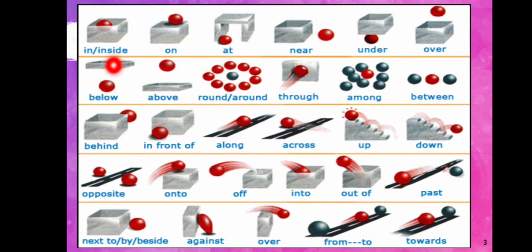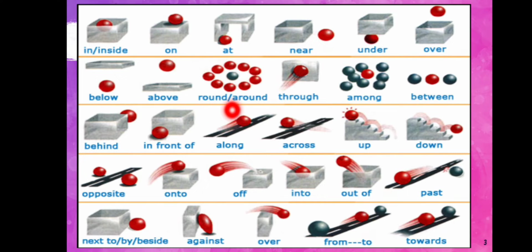Okay, the next one is below. The ball is below the box. Here also you can see the ball is under the box. When you say the word under, there won't be any gap between, right? The gap will be very less. But when you say the ball is below the box, there will be some more space left, right? So the ball is below the box.